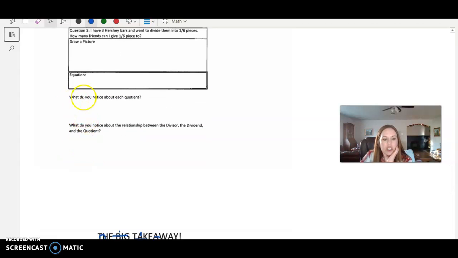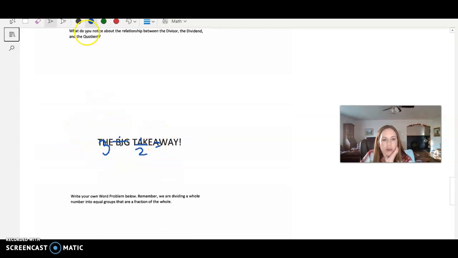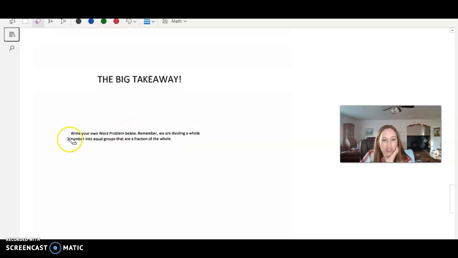Then you have these 2 questions. What do you notice about each quotient? And what do you notice about the relationship between the divisor, the dividend, and the quotient? And then our big takeaway, oops, my little thing got messed up and I will add it down here.